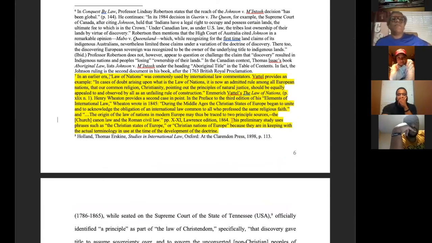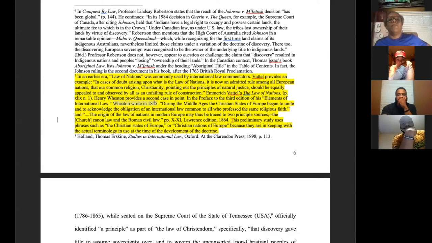In an earlier era, the law of nations was commonly used by international law commentators. The text provides an example: in cases of doubt arising as to what is the law of nations, it is now an admitted rule among all European nations that our common religion, Christianity, pointing out the principles of natural justice, should be equally appealed to and observed by all as an unfailing rule of construction. In other words, their own rule was the law of nations, the doctrine of discovery.